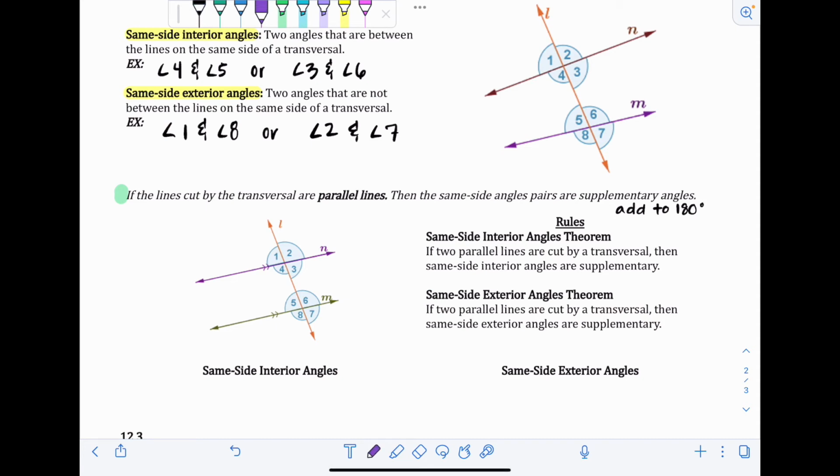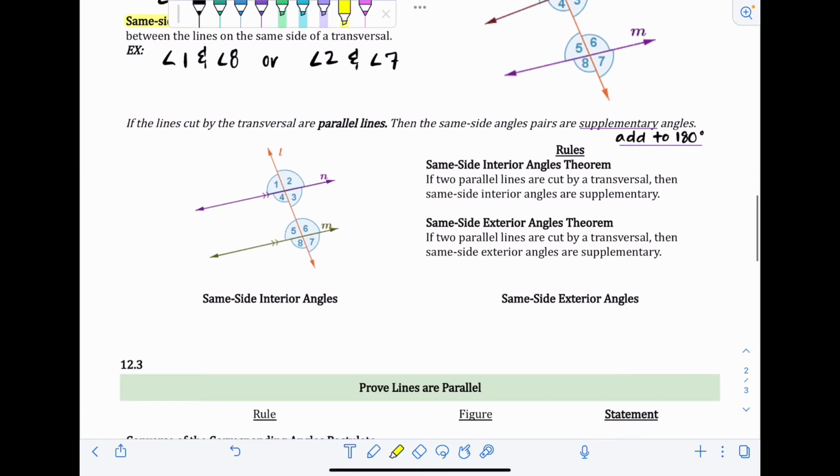So supplementary means that they add to 180 degrees. Okay, so we have a couple new rules starting right here, and then we have our graphic that goes along with the parallel lines with the transversal. So the first one, the same side interior angles theorem, I'm not going to point out the pairs yet because that's what we're going to do down here in this section. So I'll just read through the rules at first.